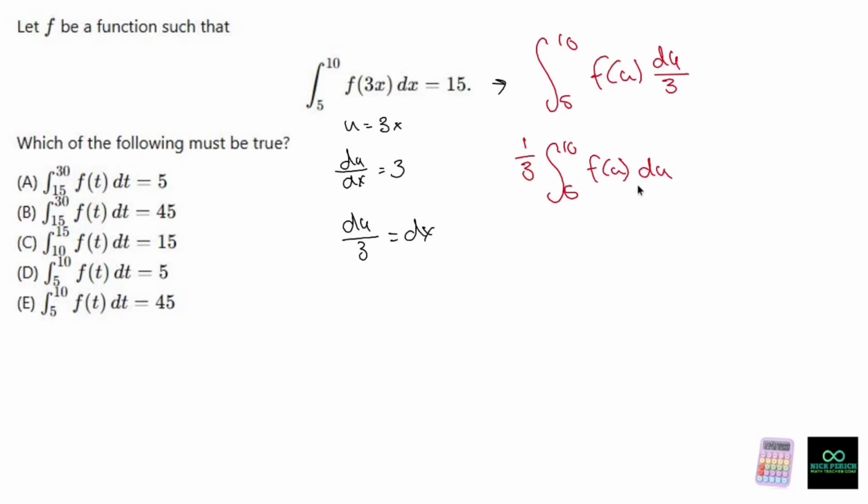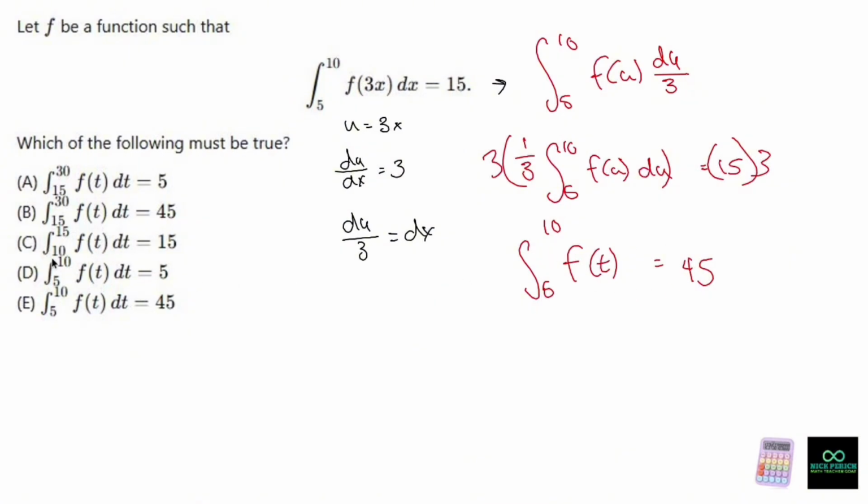Now, basically we're going to take the derivative of some f of u, and that's going to give us this right here. We have the integral from 5 to 10 of f of t. And remember, since this equals 15, I can multiply both sides by 3, and that's going to get us 45. The limits don't change. They're still 5 and 10.